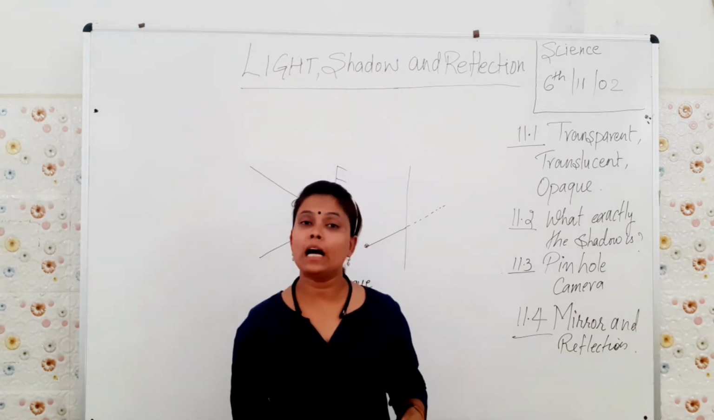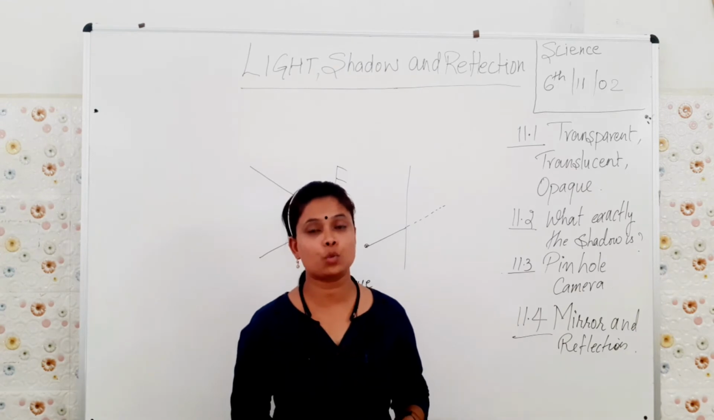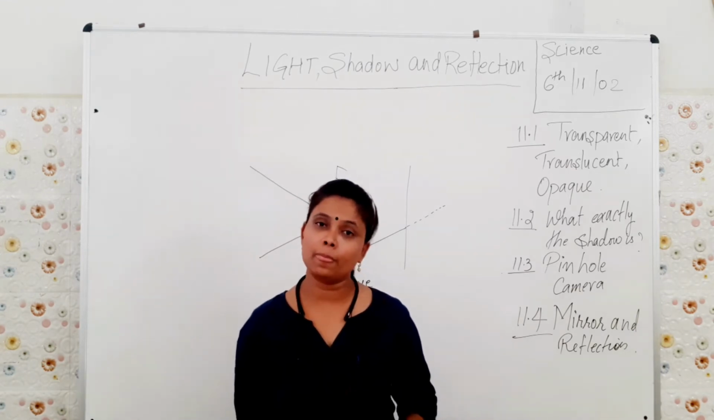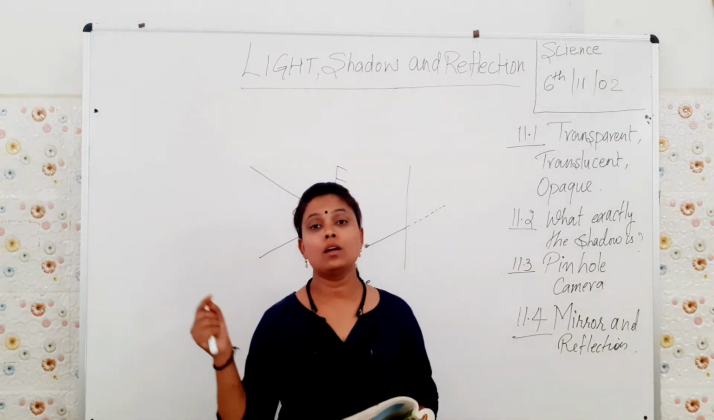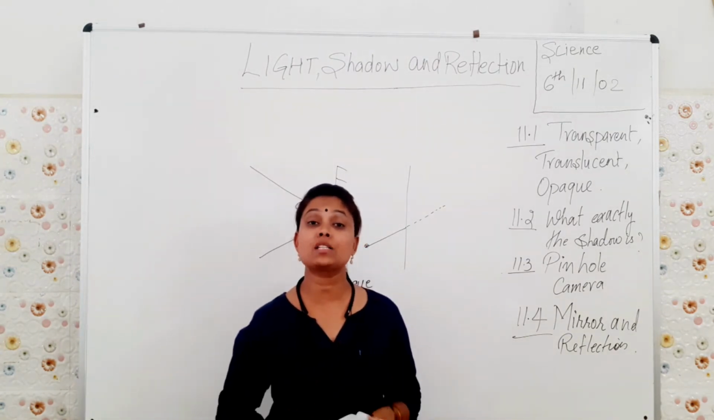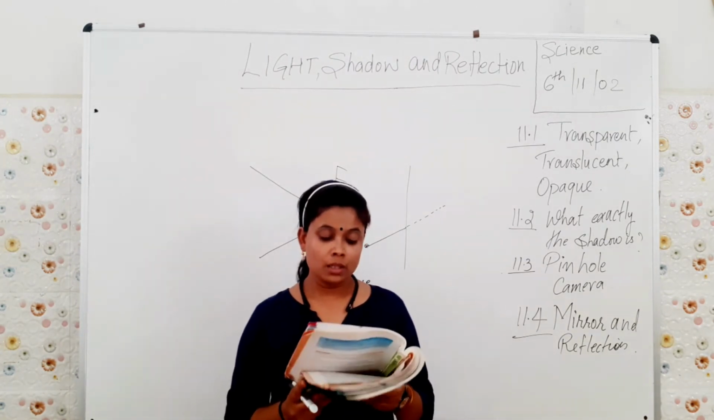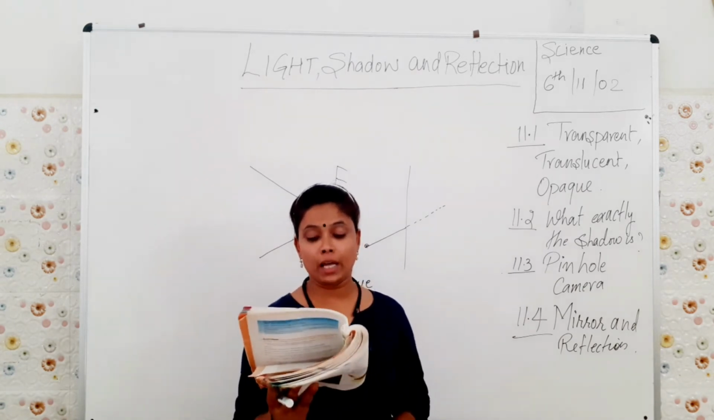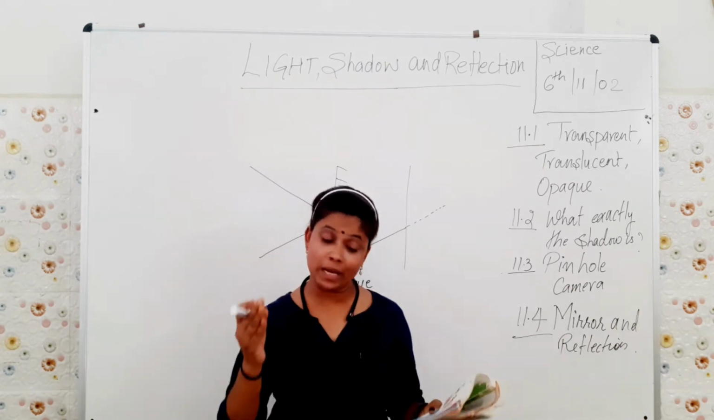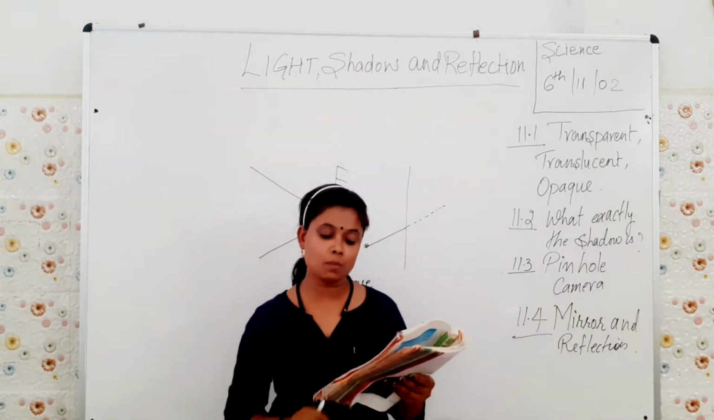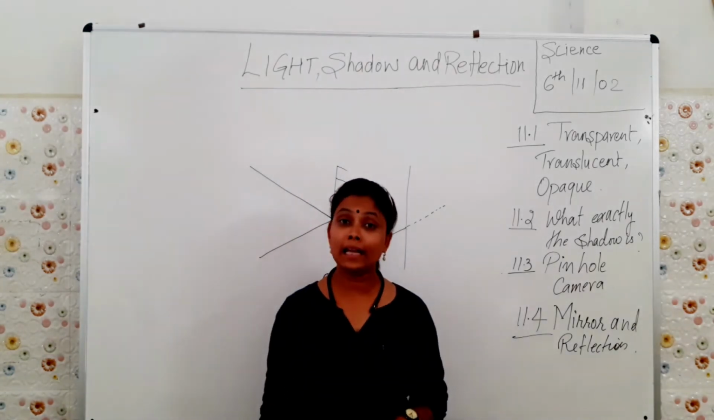Translucent objects allow light to pass through them, but only partially. The image which can be seen through a translucent object is always blurred. Shadows are formed when an opaque object comes in the path of light.